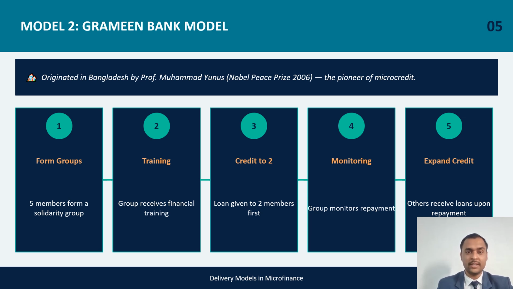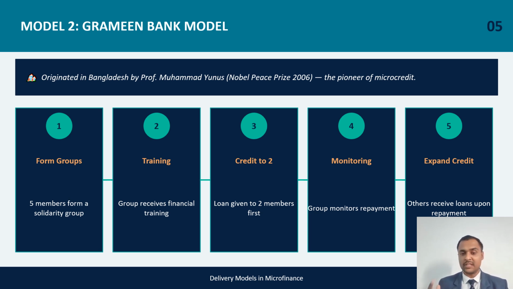The second model is the Grameen Bank model. It was created by Professor Muhammad Yunus in Bangladesh in 1983. Professor Yunus was so committed to helping the rural poor that he won the Nobel Prize in 2006 for his work in microfinance. It's truly inspiring for us. The Grameen model also uses a group-based approach, but with a very specific structure. Here is the step-by-step process of how the Grameen Bank model works.